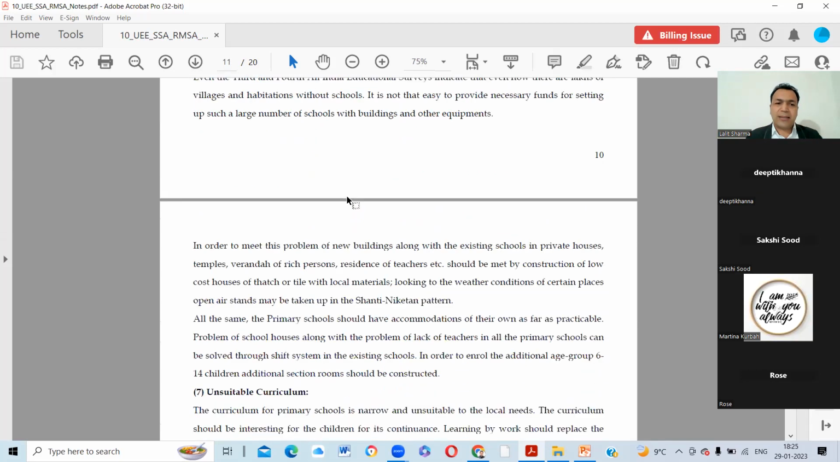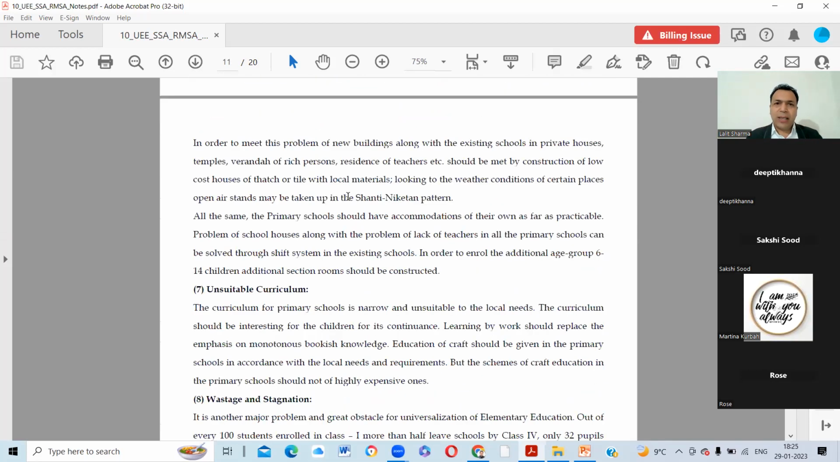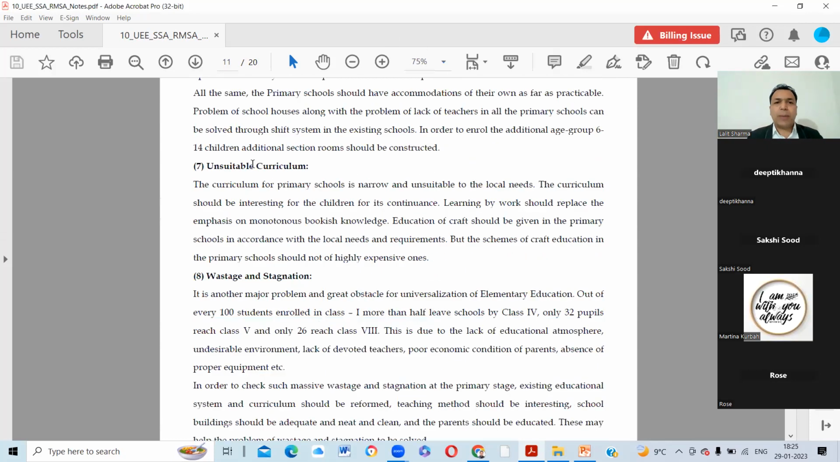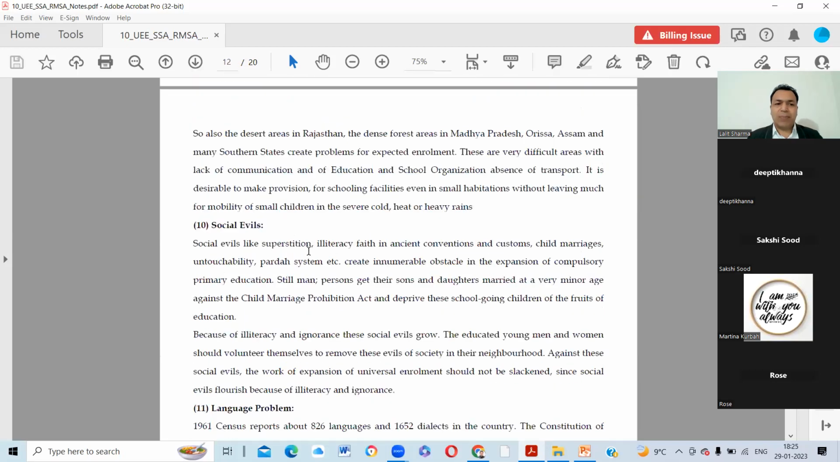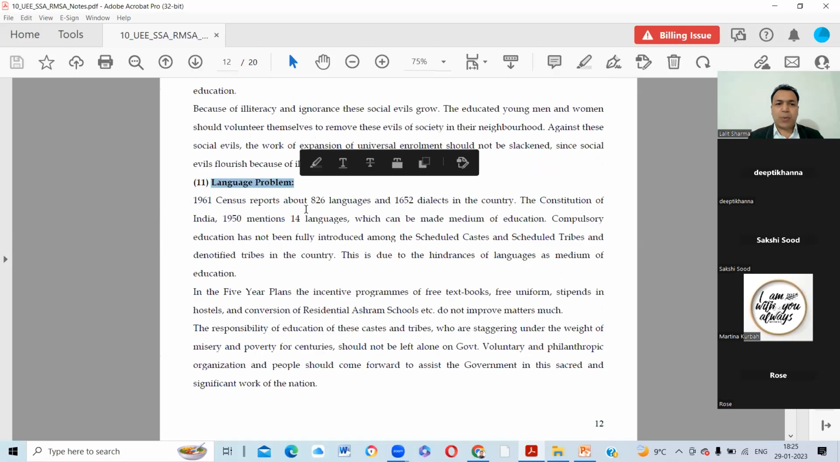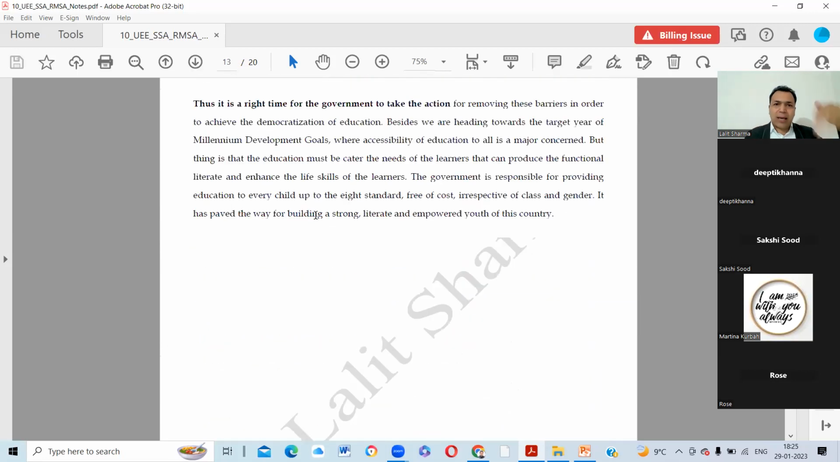Establishment of school buildings. You have seen the buildings of the government schools and the buildings of the private schools. You can see the difference. Unsuitable curriculum, wastage and stagnation, natural obstacles, social evils, language problems. So these are 11 or 12 points I have mentioned. These are the problems, the obstacles in the way of achieving the universalization of elementary education and their remedies, right, guys?